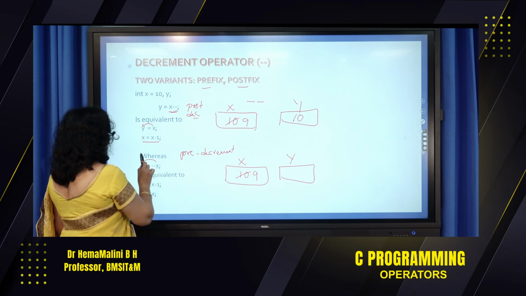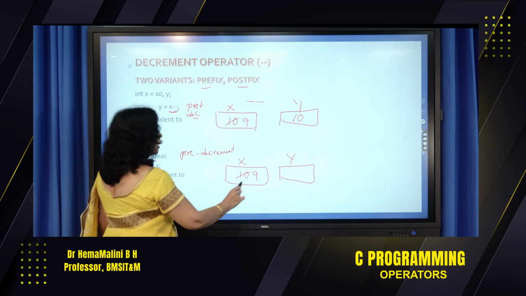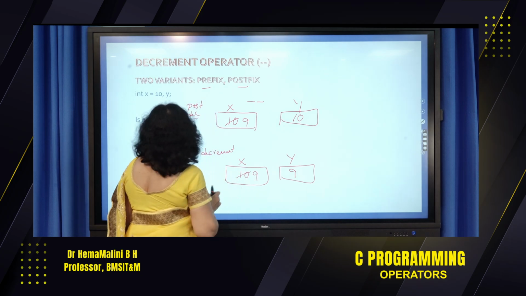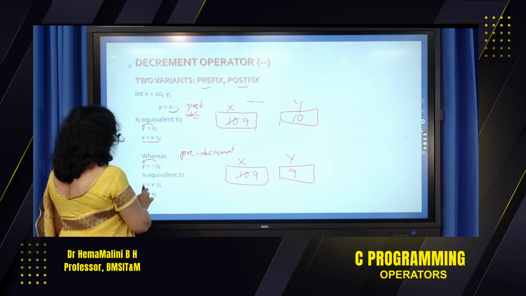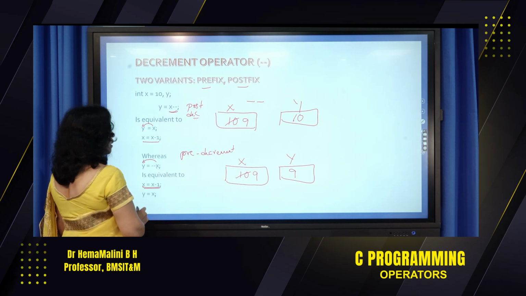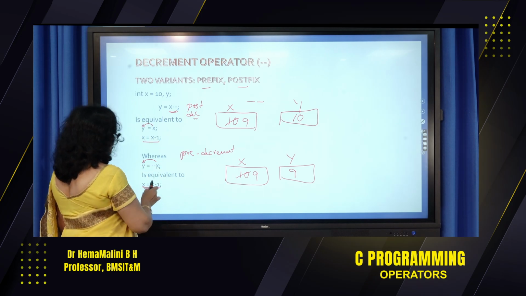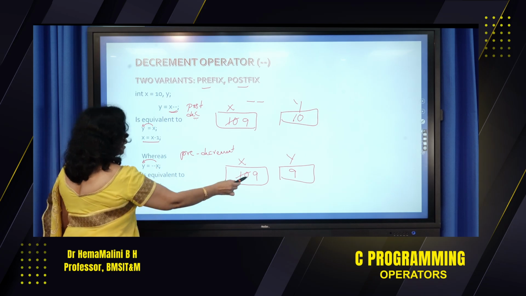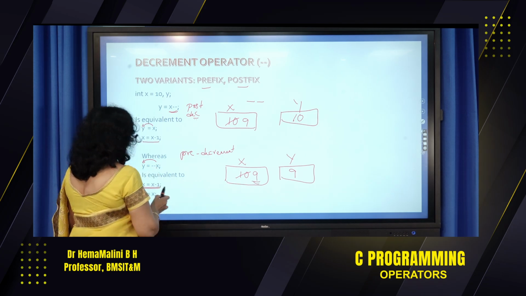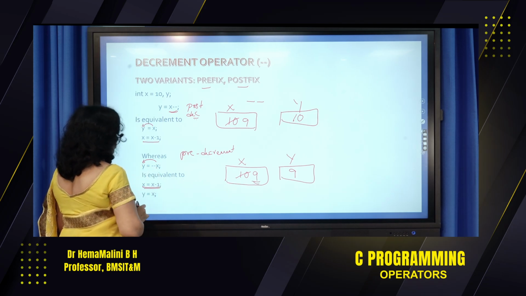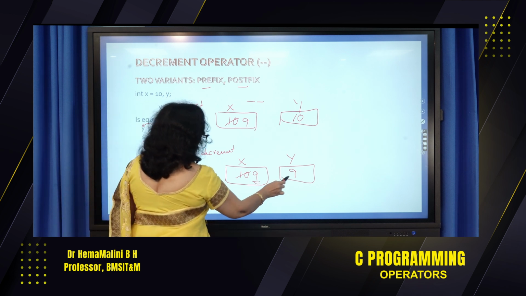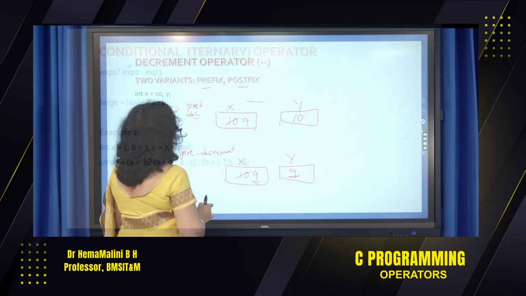Then the resultant value is stored in y. y gets 9. So this is equivalent to, first x is decremented by 1. 10 becomes 10 minus 1, which is 9. Then the new value of x, which is 9, is stored in y. So y gets a value 9.